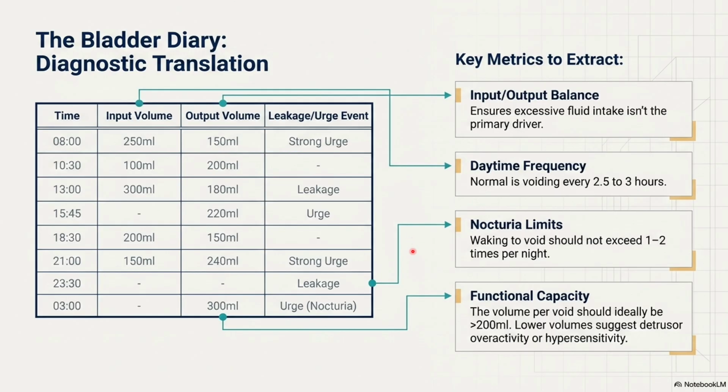Small void volume may suggest detrusor overactivity or bladder hypersensitivity. In addition, the timing of urgency and leakage episodes often helps us distinguish different types of UI and provides a useful baseline for monitoring treatment response.